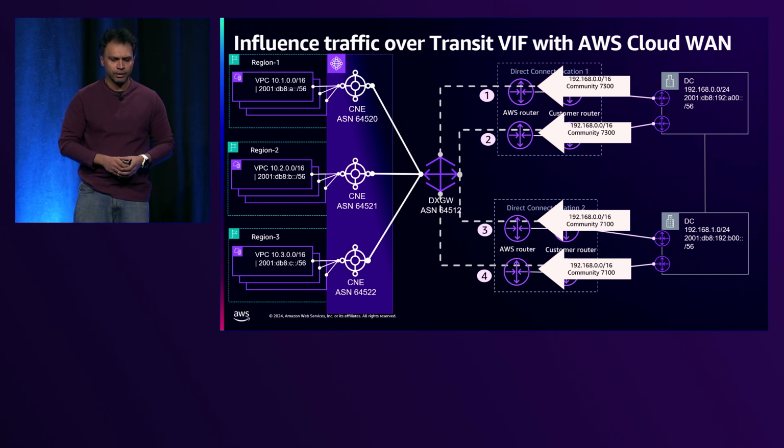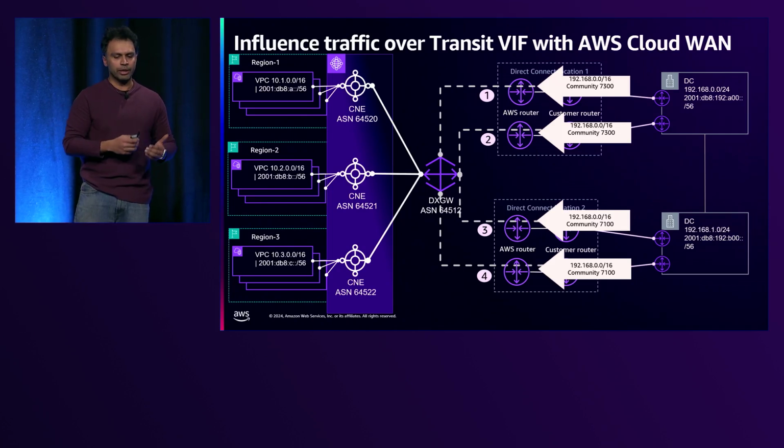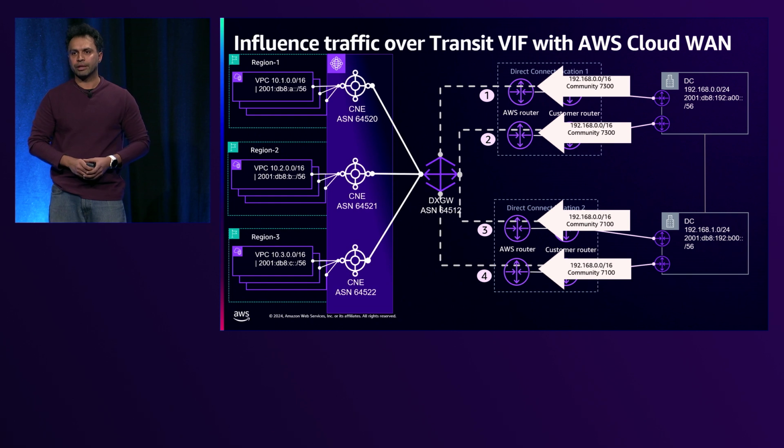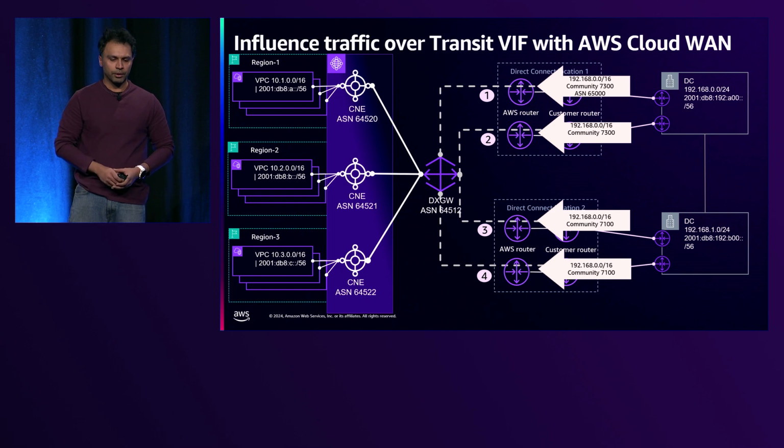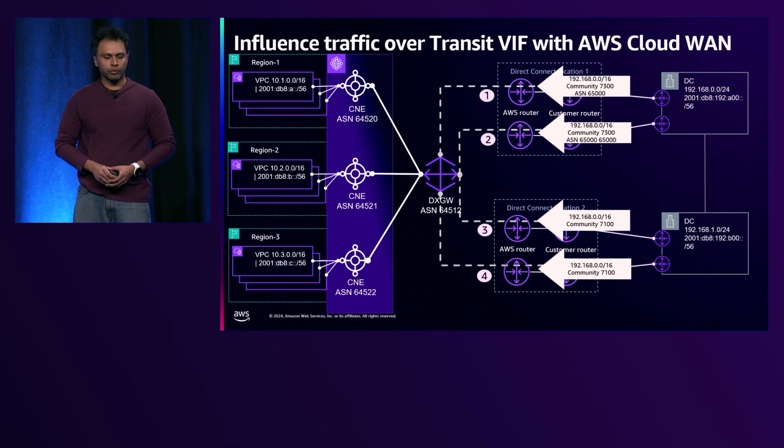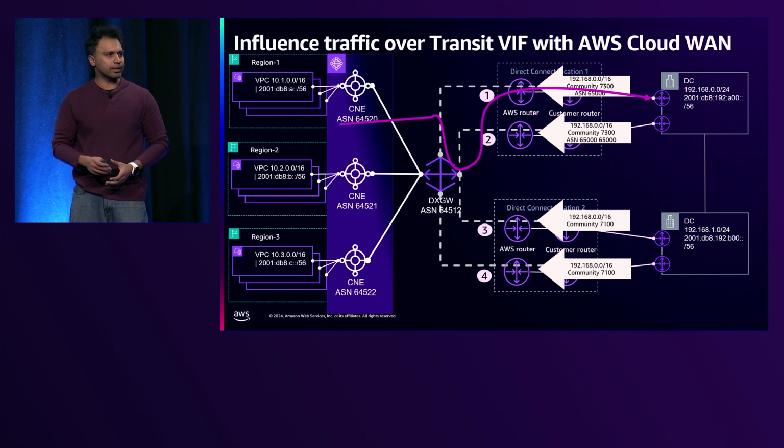But to make it more spicy, you can also say that, okay, between links 1 and 2, link 1 should always be preferred. Now we are talking about traffic engineering within the same location. This is where you can use AS path prepending. So from the top link, link 1, you advertise with an AS path length of 1, and you use AS path prepending on the second link. So with this, between links 1 and 2, link 1 will always be used. In case link 1 is down, link 2 will be used.